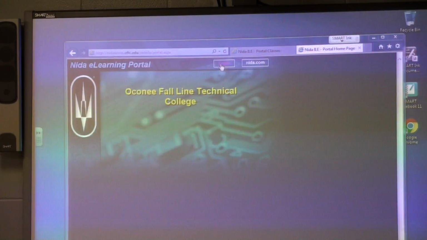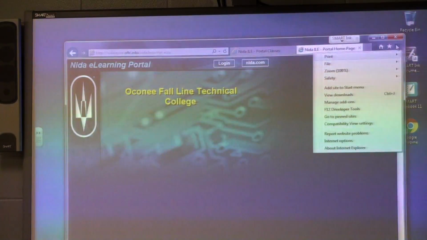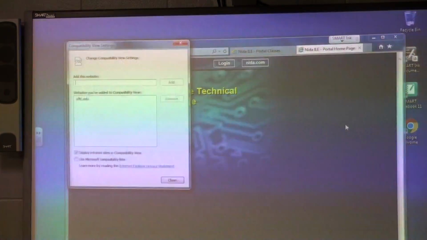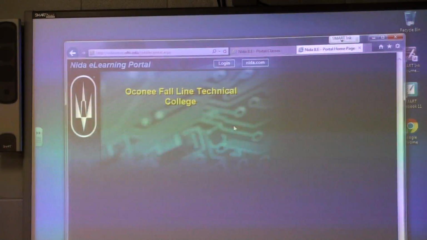So before I even try to press the login, if I do press the login, I can just close it. I want to go up here to compatibility, and I want to say compatibility view settings. And what would happen is you would see oftc.edu right there. You would have to click add, and then it would pop down here. And now I am truly in compatibility mode for that site. And all that is that there are people such as NIDA here who have not upgraded their means and methods for logins and this kind of stuff. And Internet Explorer provides a way to set back compatibility.